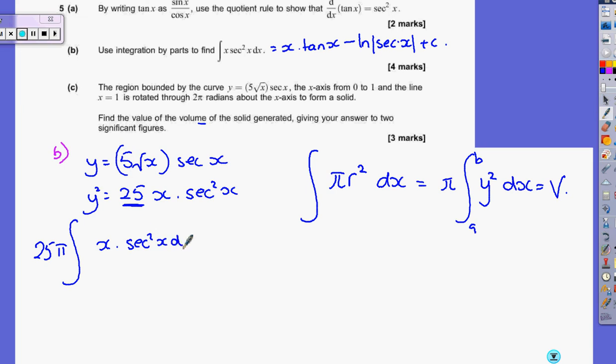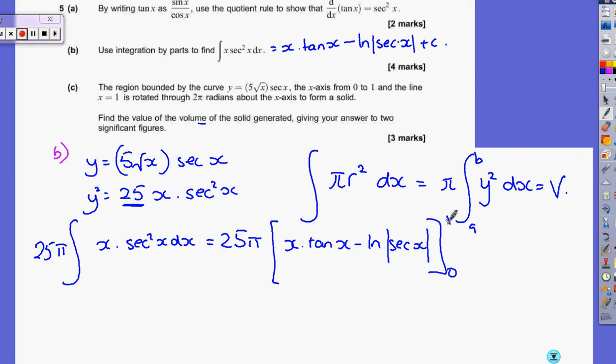Now hopefully at this point you should have bells ringing loudly in your head saying, oh, I recognise that. Haven't I just done that? Oh my goodness, yes you have. So we're going to put x tan x minus ln sec x here, because that is what the integral of you've done. And we won't need the plus c this time, and we only want to do it between 0 and 1.